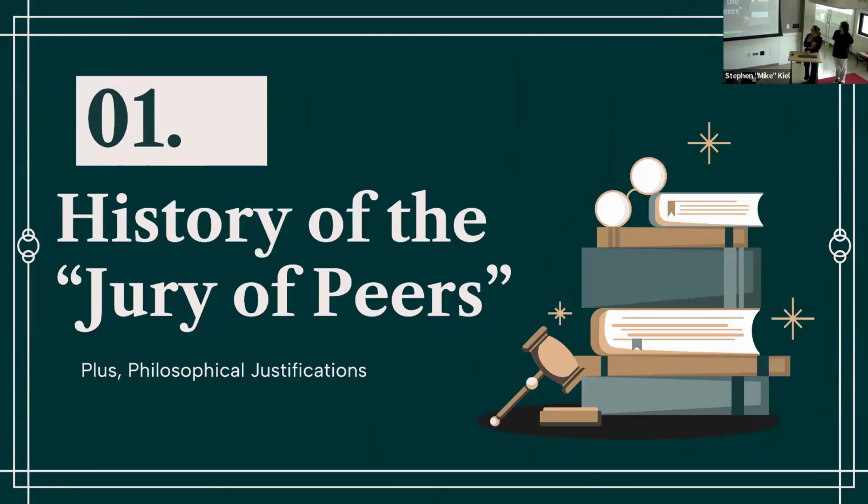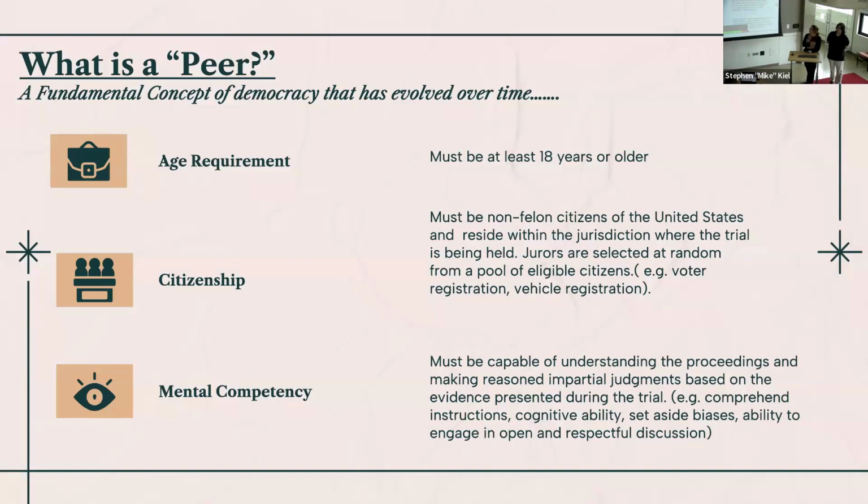So we looked at the history of juries of peers from a philosophical justification point of view. The first question we wanted to answer was, what is a peer today? A peer is very generalized today. The age requirement is you have to be 18 years or older. You have to be a non-felon citizen of the United States and reside within the area the trial is taking place in. And you're randomly selected, of course. Also you must be capable of understanding the proceedings, able to mentally comprehend the evidence, and have the ability to set aside biases.